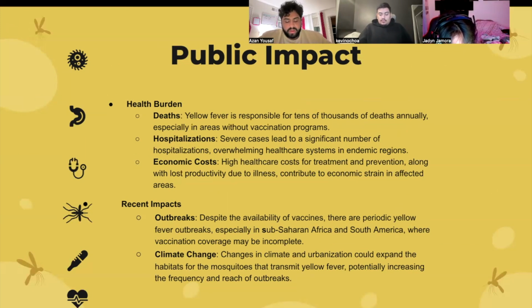There's also an economic toll. Treatment and prevention costs are high, and loss of productivity, particularly from illness, adds strain on already vulnerable communities.